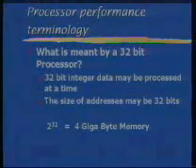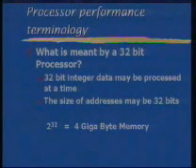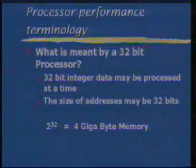And what is that? The basic 32-bit processor terminology is associated with two basic facts. The first one is that it contains 32-bit integer data which may be processed at one time. Once again, 32-bit integer data which may be processed by the processor at a time. It is a very good systemic measure of processor performance. The second one is that the size of the address may be 32 bits.